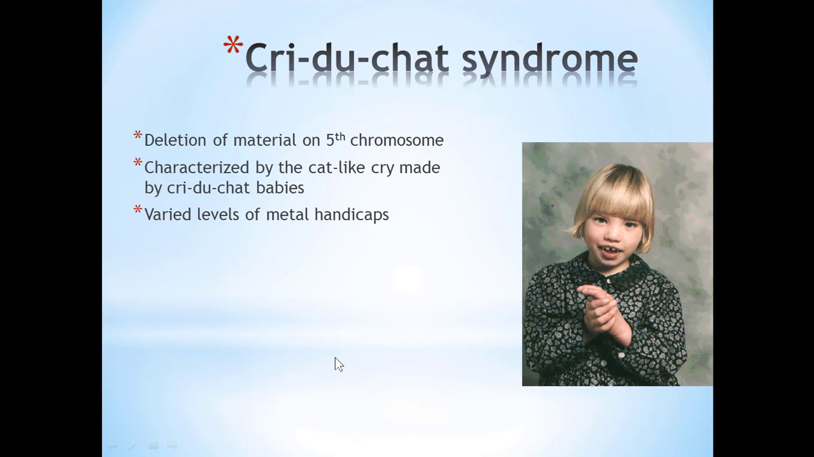Cri-du-chat syndrome. It is the deletion of material on the fifth chromosome. You see, the chromosome material is lost and they cry like a cat. That's why it is called, from French, cri-du-chat.